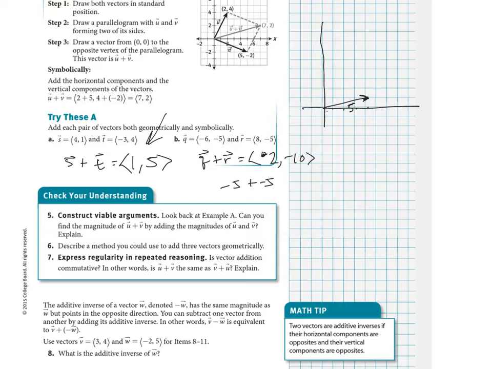The components are left 3. These are not points. These are components. So left 3, up 4. I'm just going to count the squares. And that puts us right there. That puts us at the point, of course, 1, 5. We already knew that. This is vector t.